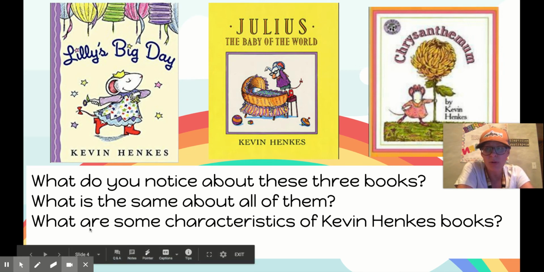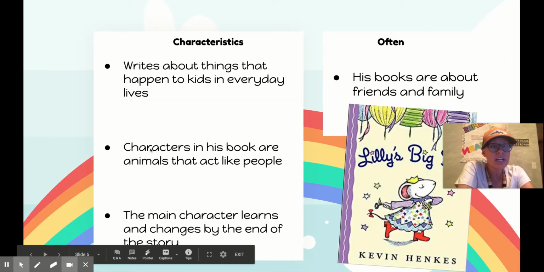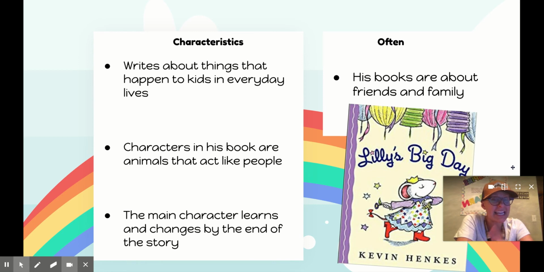All right, so now what we're going to do is we're going to go through the list of characteristics that I noted about the author Kevin Henkes. I noticed that he writes about things that happen to kids every day in everyday lives. I also noticed that characters in his books are animals that act like people. And I noticed that the main character learns and changes by the end of the story. Oh, some of my very favorite stories, that definitely happens in his books. And often, not always, his books are about friends and family.